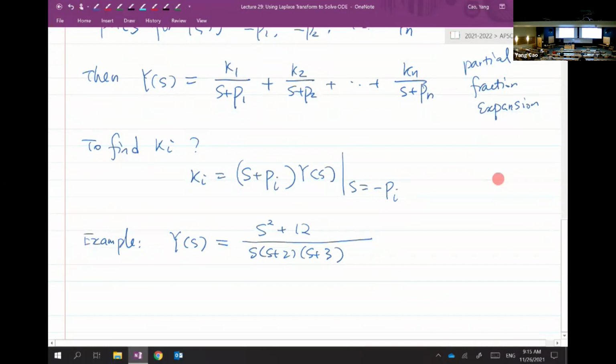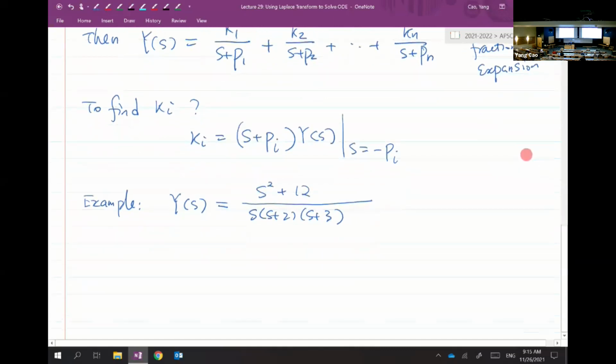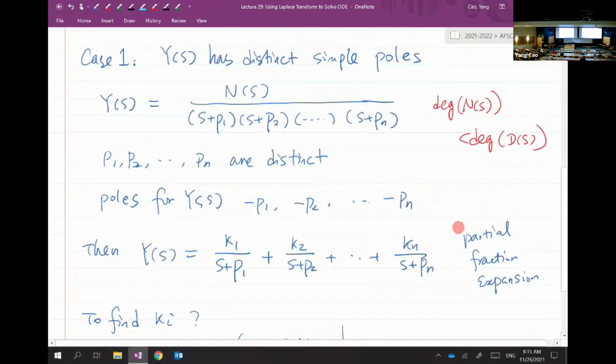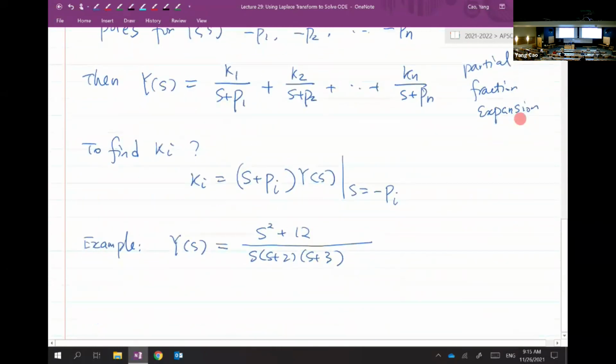Here is Y(s) equals (s squared plus 12) divided by s times (s plus 2) times (s plus 3). Now, if you observe this Y(s), this is exactly case 1 we're looking at. You look at the denominator, that's exactly the format. So you have three factors multiplying each other: s, s plus 2, s plus 3.